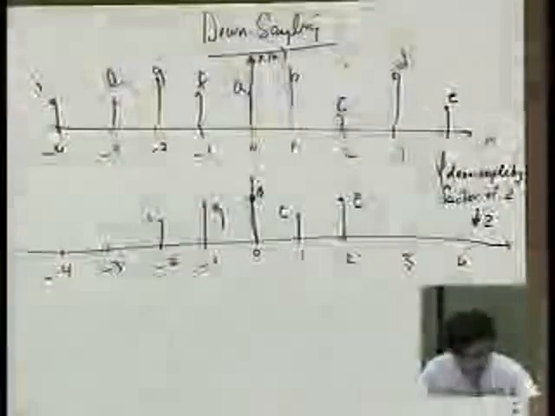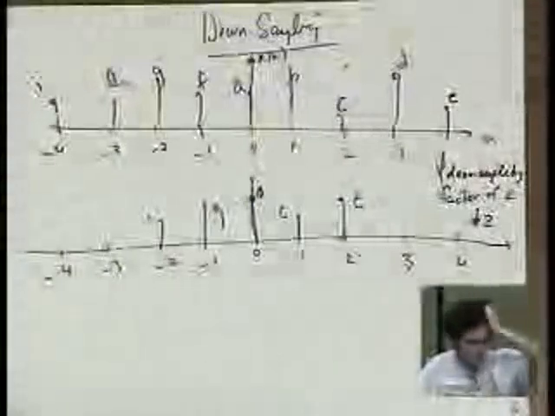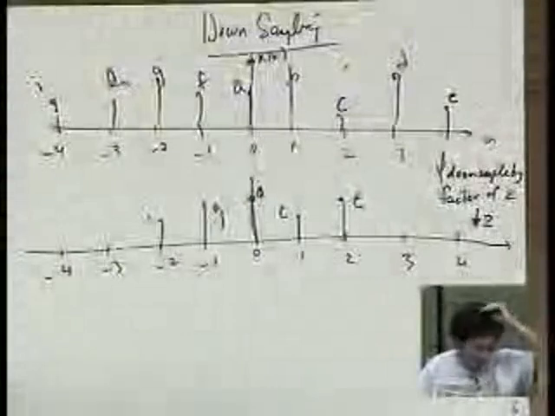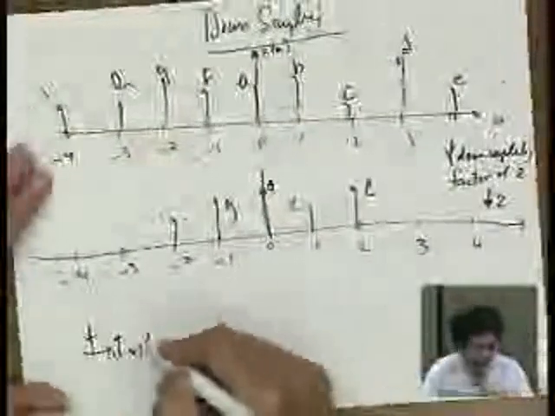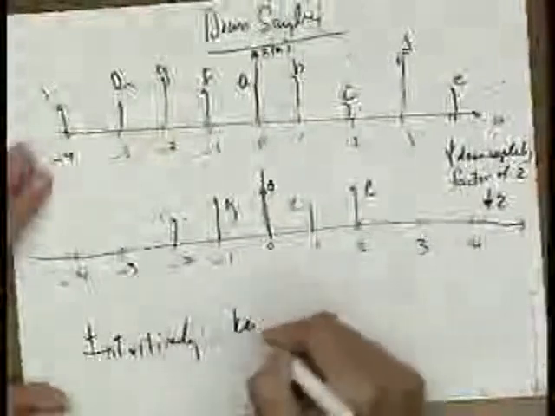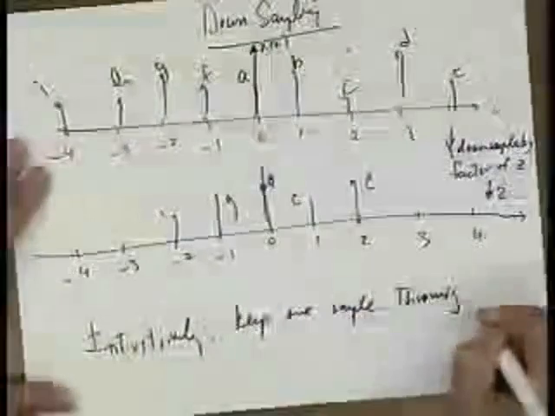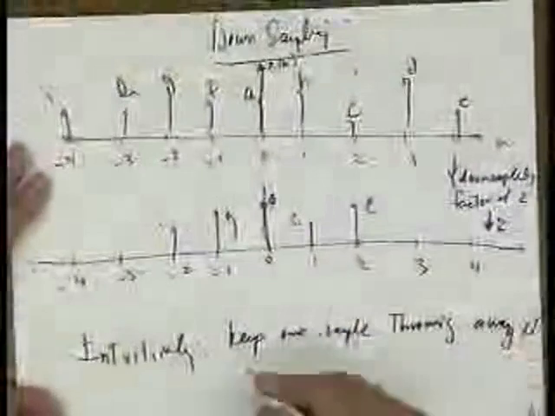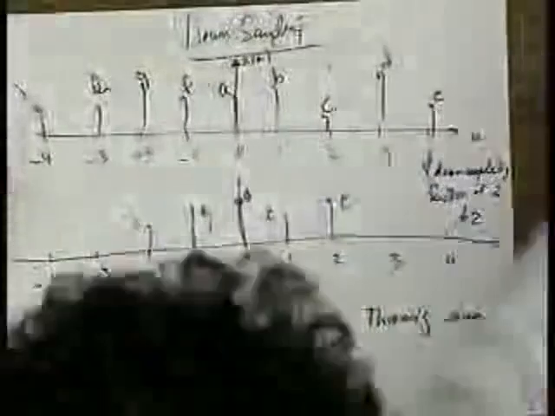So anyway, downsampling by a factor of 2. So the question that I want to try to address is the following. If I had... so intuitively what we've done here, we're just keeping one sample and throwing away n, where in this case it was n equal 2. So this is called downsampling by a factor of n.